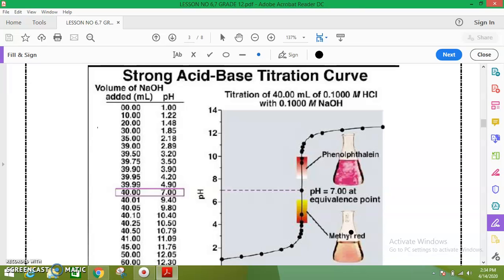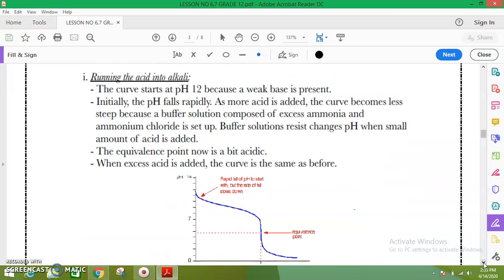So what are phenolphthalein and methyl red? Actually these two are indicators. As I told you before, when the reaction is complete, the color of the solution changes. How does the color of the solution change? By using an indicator. So these two are indicators. Later I will explain what an indicator is and what the suitable indicator is for different types of titration.